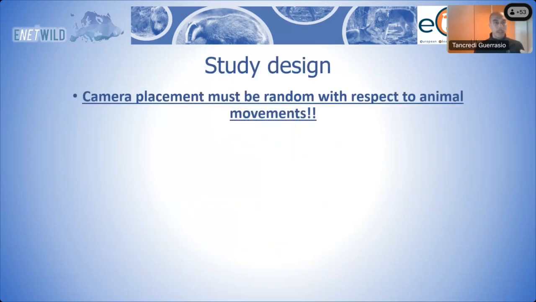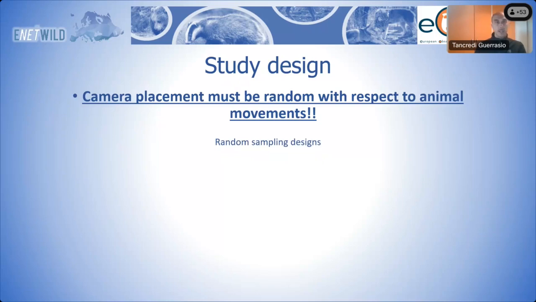So the study design. This is crucial for the implementation of random encounter model. And the fact that camera placement must be random with respect to animal movement is something that we're going to get back on during this presentation, but this is crucial to the actual success of this methodology. So we're going to have to stress this point and bear in our mind the importance of it.